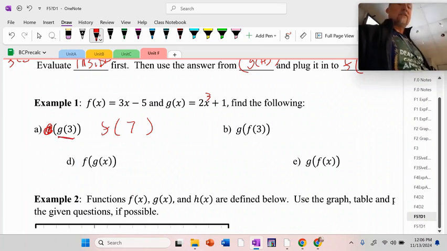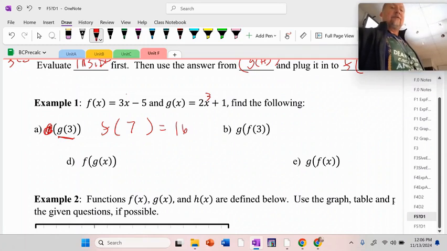Oh, I got that answer. Now I plug that answer into the F function. What's F of 7? What's the answer? 16. 3 times 7 is 21 minus 5. The notation just tells you where you're directed to go.